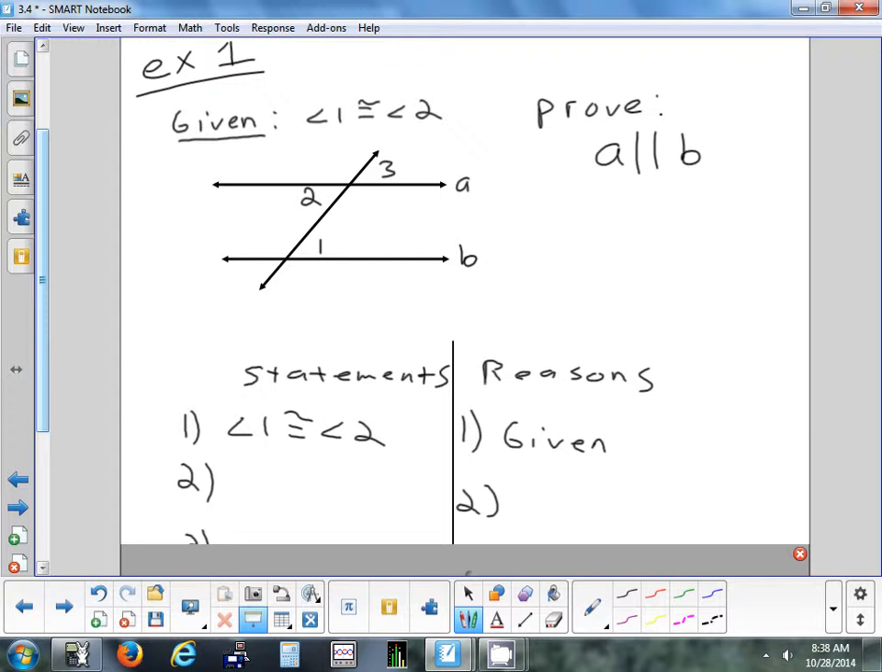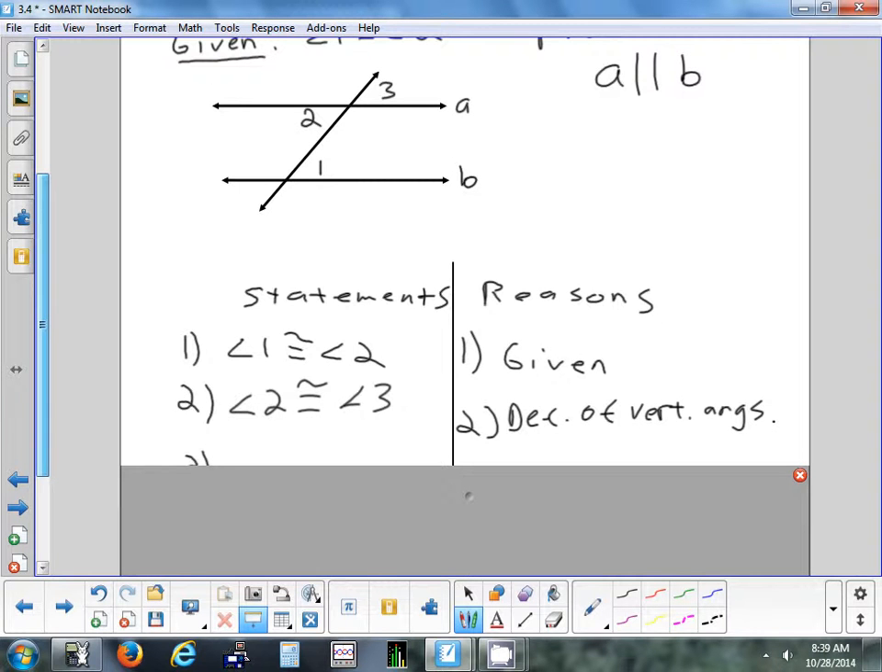Angle 2? Yep, 2 and 3 are congruent. How come? You want to help her out? Why are 2 and 3 congruent? Katrina? Definition of vertical angles. Yeah. So it's the definition of vertical angles. All right. Now we've got 1 is congruent to 2, 2 is congruent to 3.